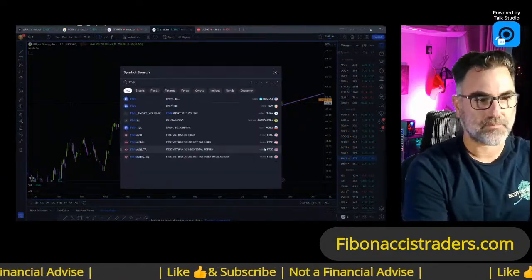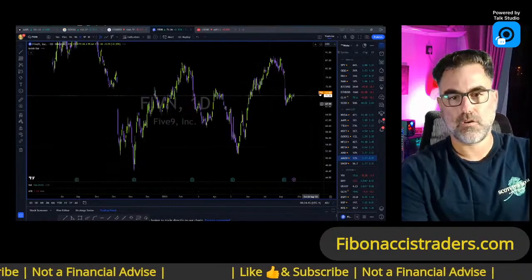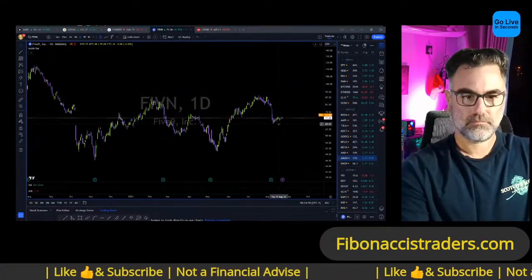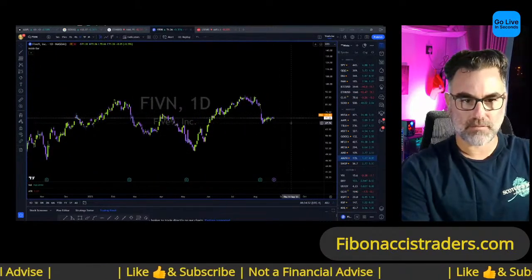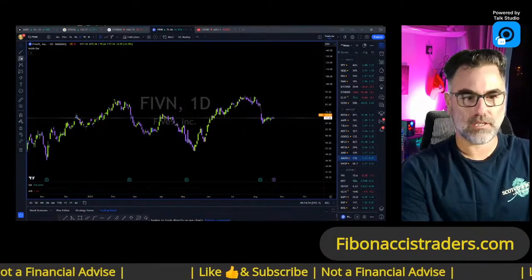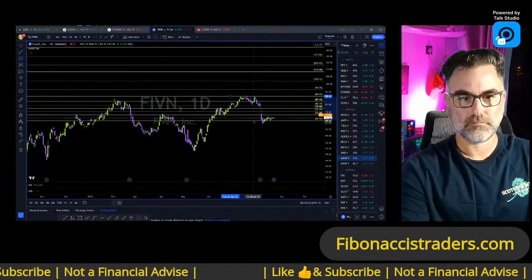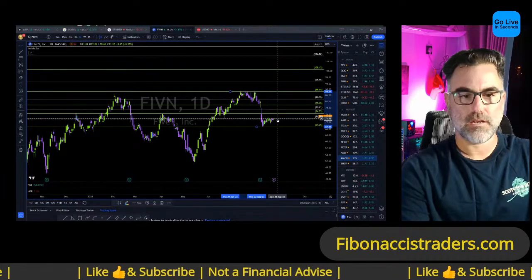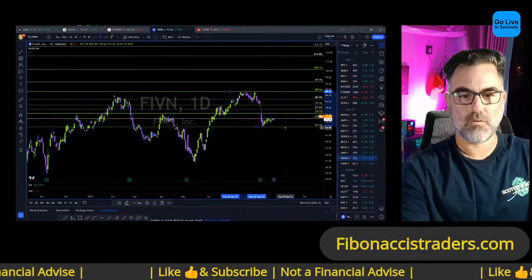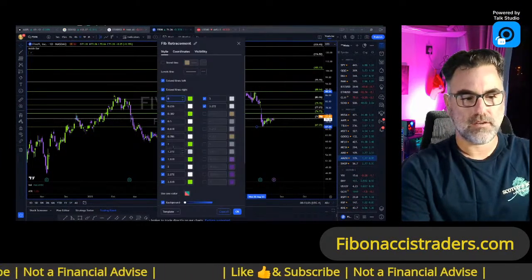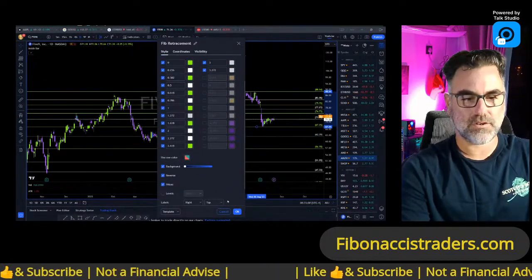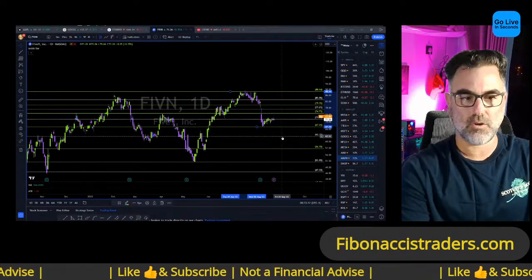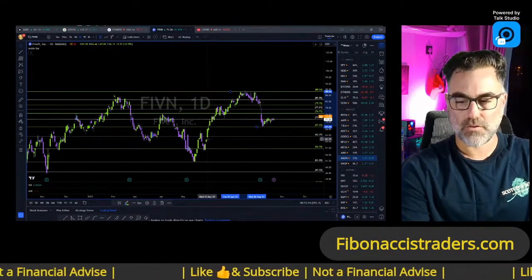FIVN. Long time since I've checked this name. Nothing much, moving sideways. You can take Fibonacci. Long above 71.80. Short continuation below 67. You have all the levels to the upside. If you do reverse, you have all the levels to the downside. Below 67.20, we are heading towards the gap over here.